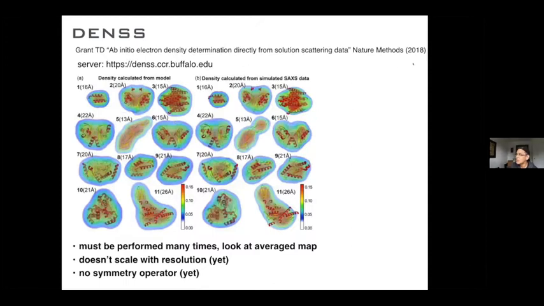This was published in 2018. Here are some examples he was showing. What's neat is that in the literature, people are using these density maps that he's calculating to drive rigid body refinement. They're using programs like Phenix Refine or CCP4 to take this low resolution map, and then drive better fits to the SAXS data.